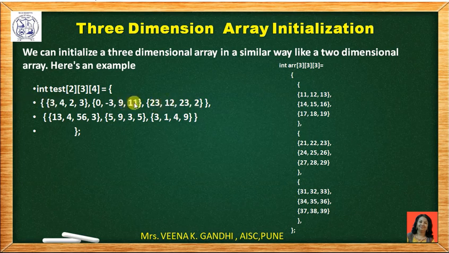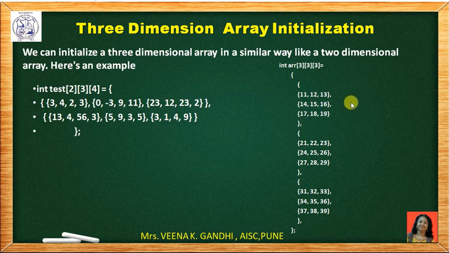This is the first set, then a comma. Now in the second set, again the same thing: again 3 rows and 4 columns. After that, close the closing braces here.